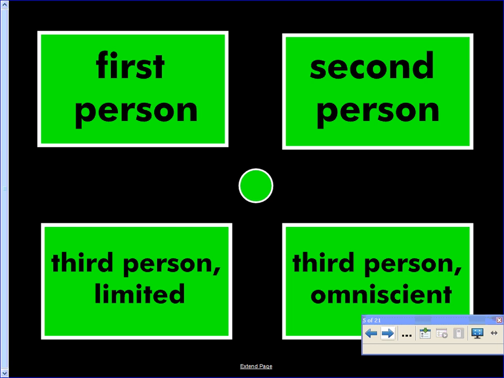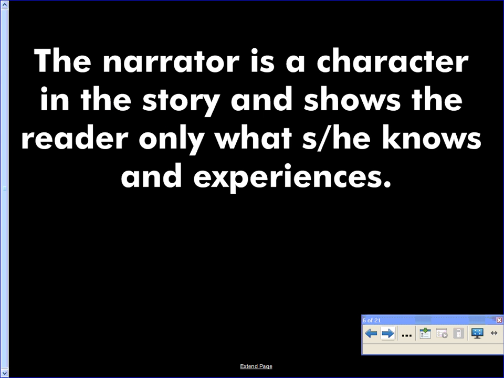First person perspective. In this one, the narrator is a character in the story and shows the reader only what he or she knows and experiences.